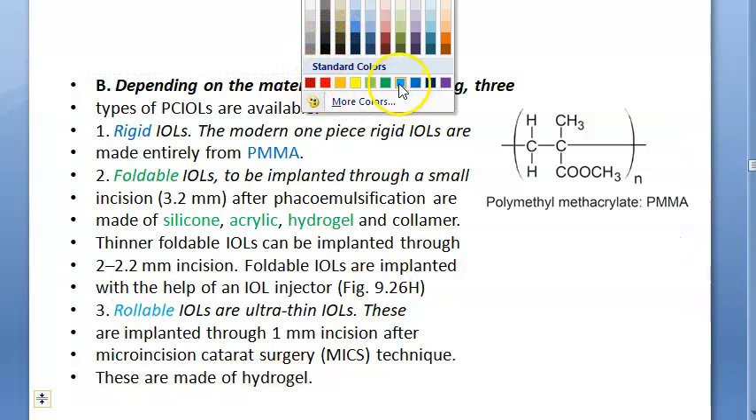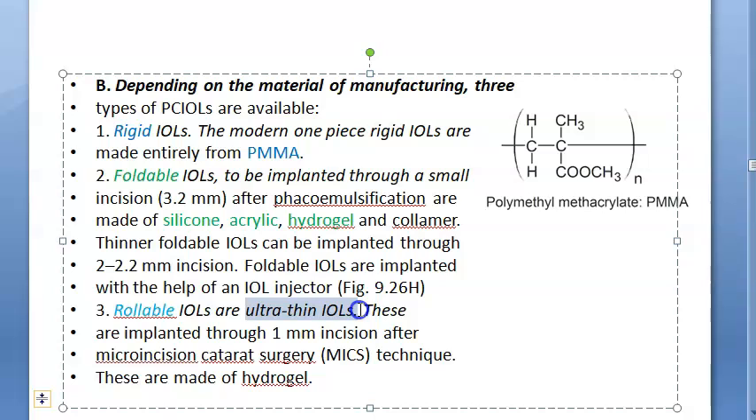Let's look at rollable now. Rollable are ultra thin, these are ultra thin IOLs. These are implanted through a 1 millimeter incision. Just a 1 millimeter incision is enough to remember. Micro incision cataract surgery. This is made up of hydrogel. So blue color is perfectly fitting for it.